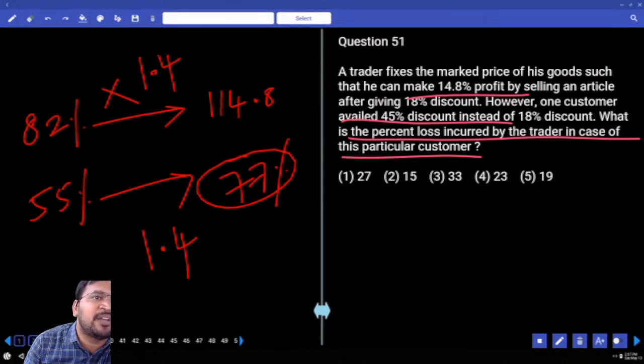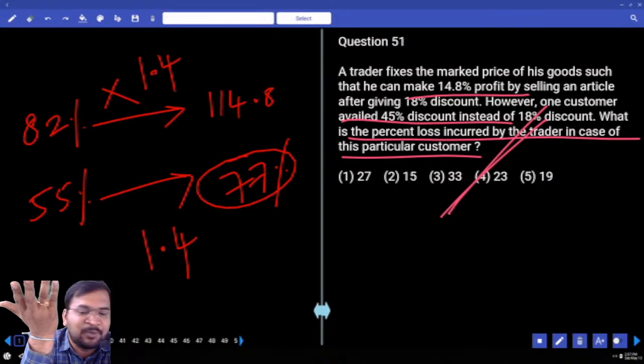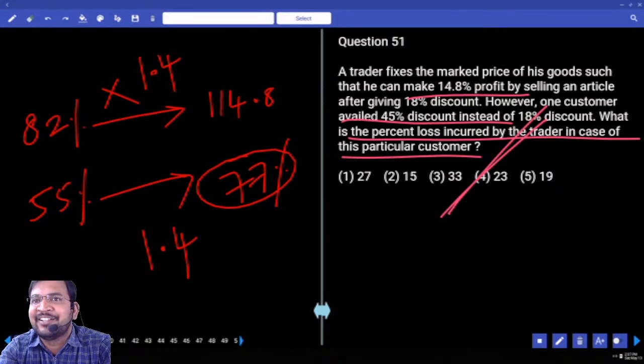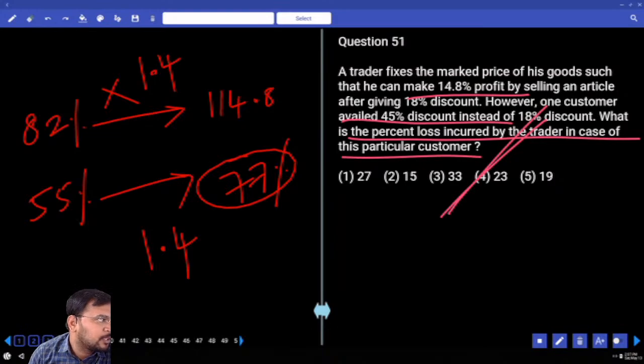23. Your answer is 23. Now if you give 18% discount, you may get 14% profit. But if you give 45% discount, loss occurred. How much loss occurred? 23. Shall I go for the next question?